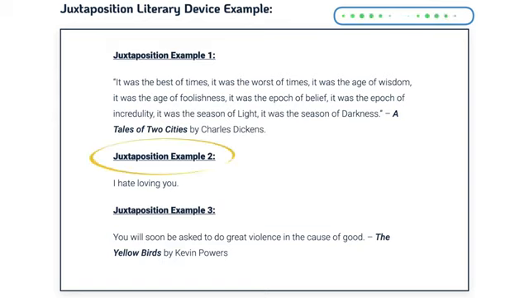So example number 2 is, I hate loving you. Something that simple can really impact the emotion of what is being said and which character, or if it's you and you're writing a nonfiction book, what that means to you. And so example number 3 is, you will soon be asked to do great violence in the cause of good. And this is very important because good and violence are very different. They're contrasting elements. And so as you can see in these examples, what you get is something much more powerful because you are placing those contrasting elements right next to each other. So don't think that you have to do this within just sentences or words. This is something you can do on a much broader scale throughout the entirety of your novel, from scene to scene, chapter to chapter, etc.